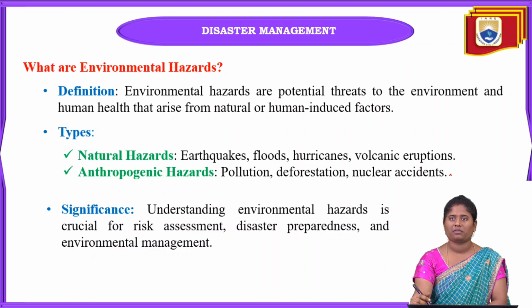And also nuclear accidents. I already told you about the Chernobyl chemical factory. When it blasted, so many people lost their lives, and many health issues can be seen in people living nearby. The main significance of environmental hazards is that understanding them is one of the main and very crucial things. Risk assessment and disaster preparedness should be done, and environmental management is also very necessary.